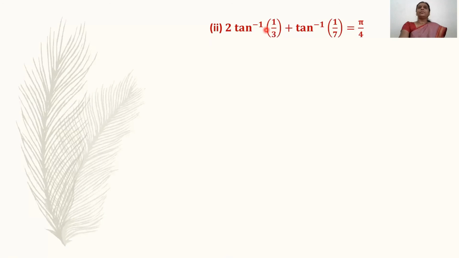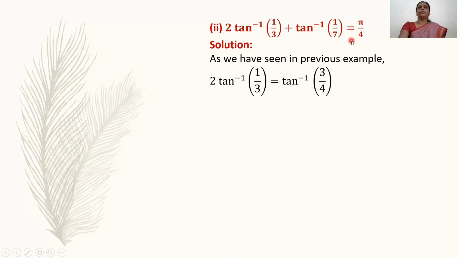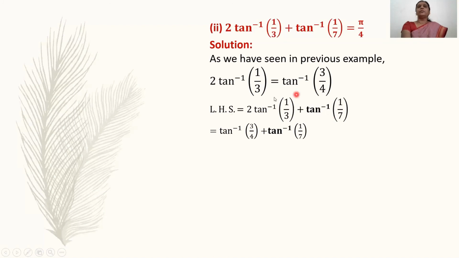Let's see the next example. 2 tan inverse 1 upon 3 plus tan inverse 1 by 7 is equal to pi by 4. Now, as we have seen in the earlier example, we know that the value of 2 tan inverse 1 upon 3 is nothing but tan inverse 3 by 4. Now, write down the left hand side, 2 tan inverse 1 upon 3 plus tan inverse 1 by 7. Now, keep the value of 2 tan inverse 1 upon 3 as tan inverse 3 by 4. Okay. And this tan inverse 1 upon 7 as it is.